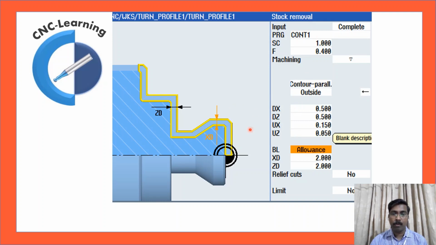So the stock removal cycle, consider the stock as 2 mm in X and 2 mm in Z. And after doing this, the finishing allowance left out would be 0.15 in X and 0.5 in Z. And this is the depth of cut, in X axis 0.5 and Z axis 0.5.